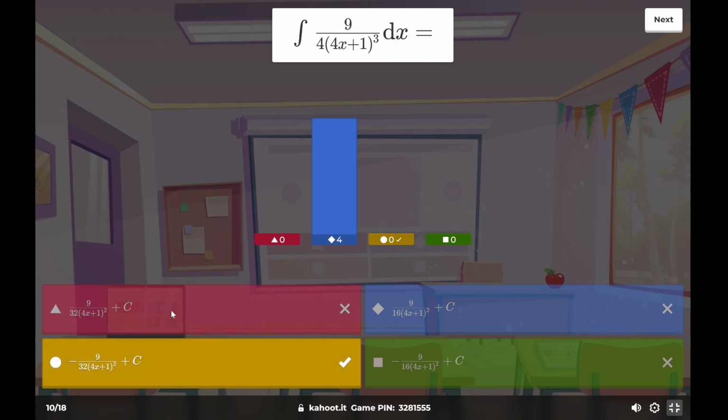Interesting. I think we should take a look in the slideshow.